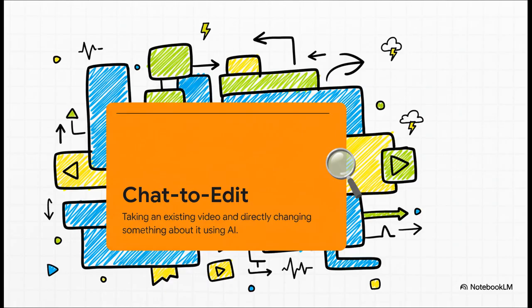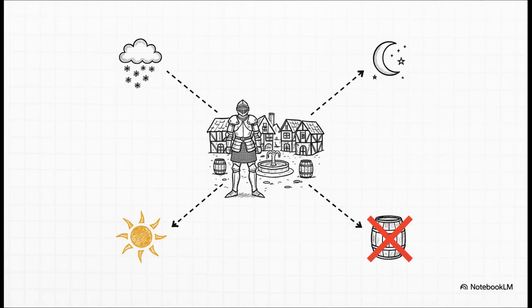Next up in our transformation toolkit is something called Chat to Edit. This lets you make really specific changes to an existing video just by typing simple text commands. It's almost like you're just talking to a human editor who does it for you instantly. And this is just so practical.